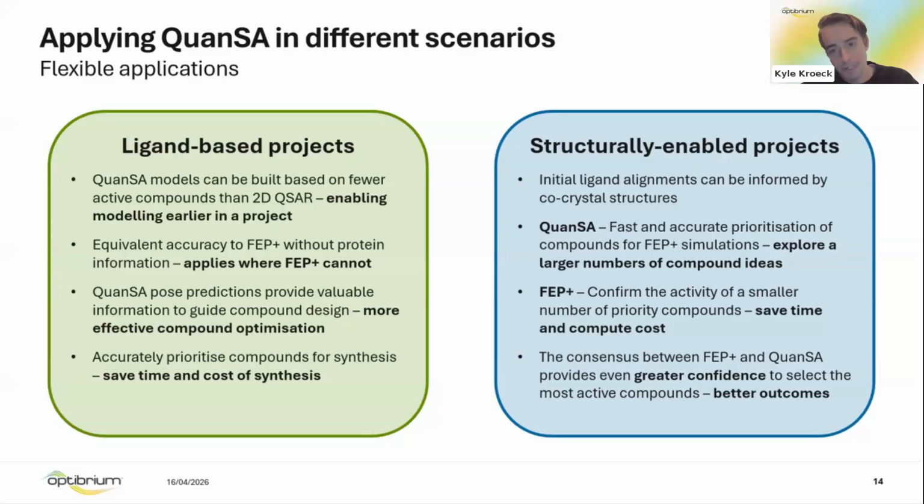In pure ligand-based projects, QuanSA enables modeling much earlier than 2D QSAR because it requires fewer active compounds. The resulting pose predictions provide critical information to guide design and save both time and cost in synthesis. This is where QuanSA provides a massive advantage over traditional 2D modeling. It allows you to be predictive much earlier in a project's life cycle. Traditional 2D models often need dozens or hundreds of molecules to find a statistical pattern. Because QuanSA is physics-driven, it can build a reliable model with significantly fewer active compounds.